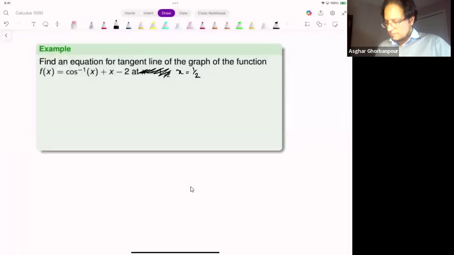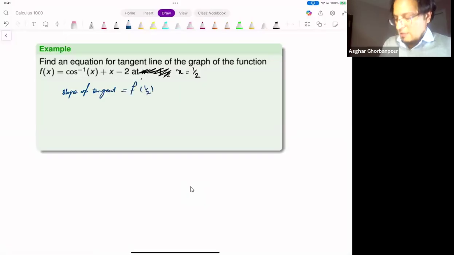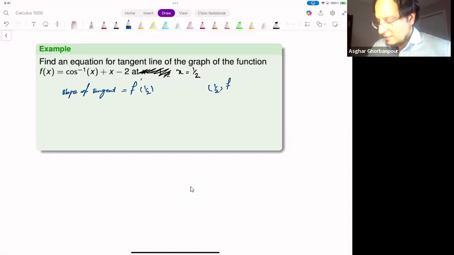Okay, so back to here. What we need to know is that the slope of the tangent line at that point is equal to the derivative of that function at that point. The point of tangency has x value half. The y value is what you get when you plug half into your function. So let's first find f prime.